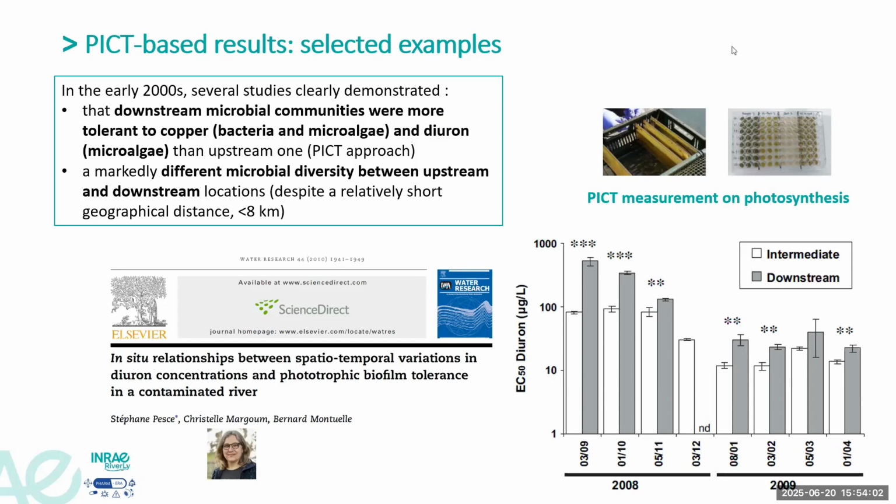And you can see that samples collected downstream were always more tolerant than upstream communities. You can also see temporal variability, which is due to the period of use of Diuron, because Diuron was mainly used in spring. So you can see that communities sampled after the use of Diuron were more tolerant than communities sampled at the beginning of the year, when Diuron had not been used.